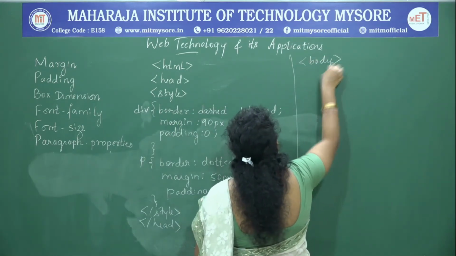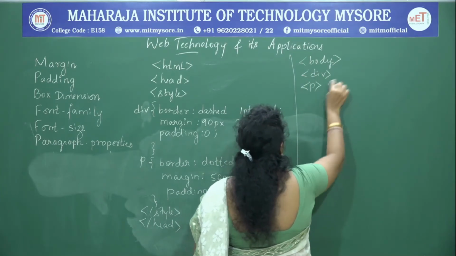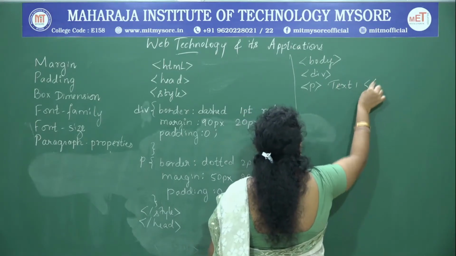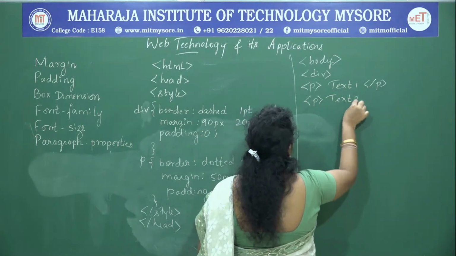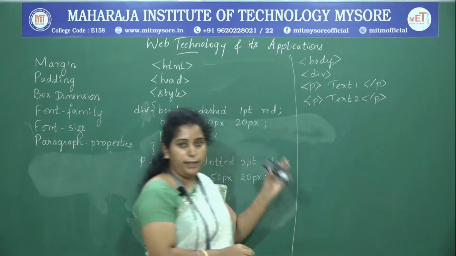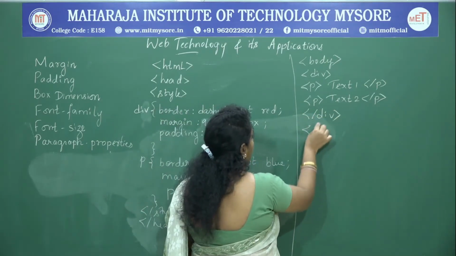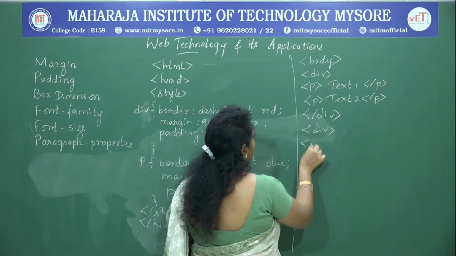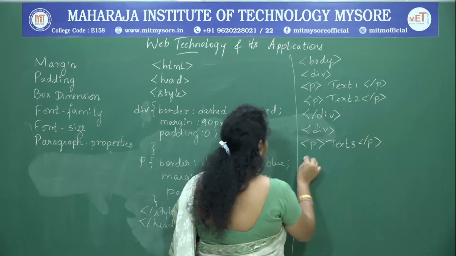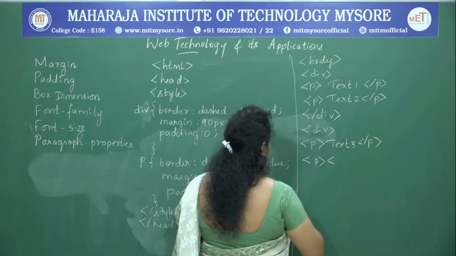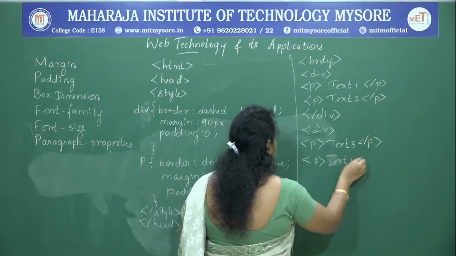Body, div, open the div tag. So paragraph, I am giving something like text1. Let us make it easier. Paragraph text2. So we get text1 and text2. Finally close the div, and again I am using one more div. So paragraph text 3 and also paragraph text 4.